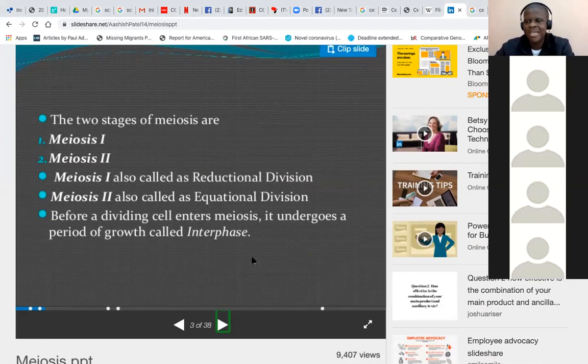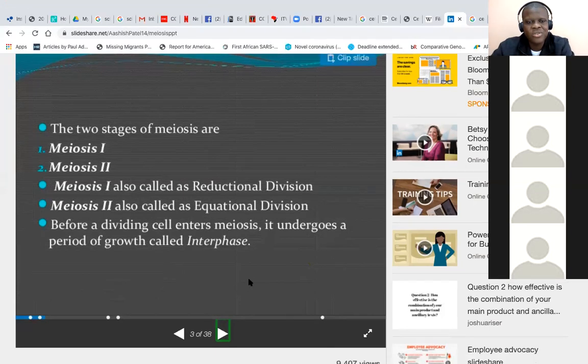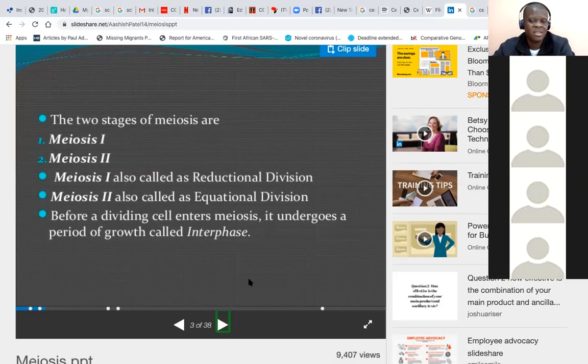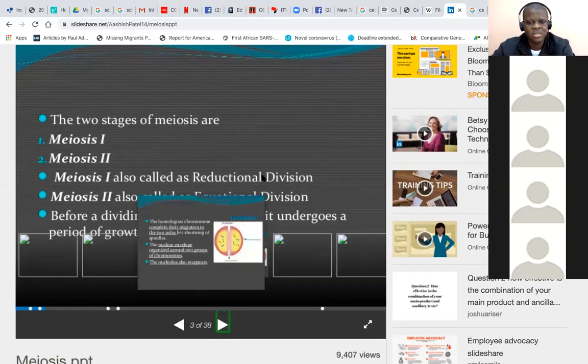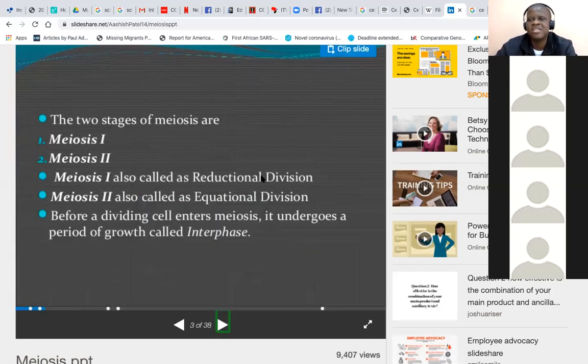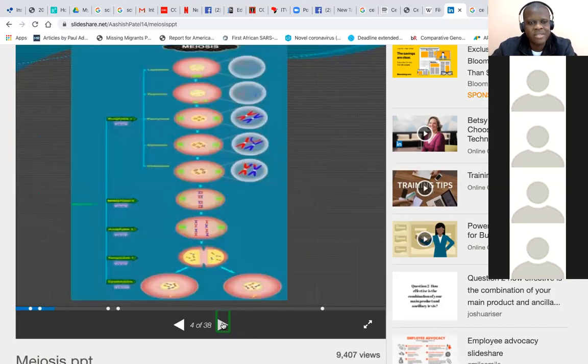And like we said in mitosis, what happens in mitosis? Before mitosis, there is the interphase. So interphase also exists in meiosis. There, everything that is expected to happen is happening, and so we have that already as the interphase.